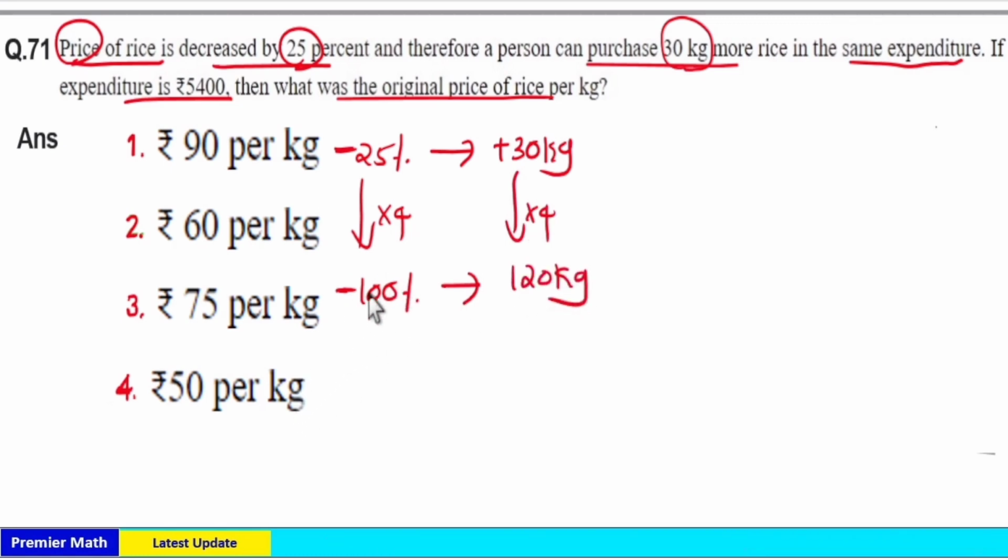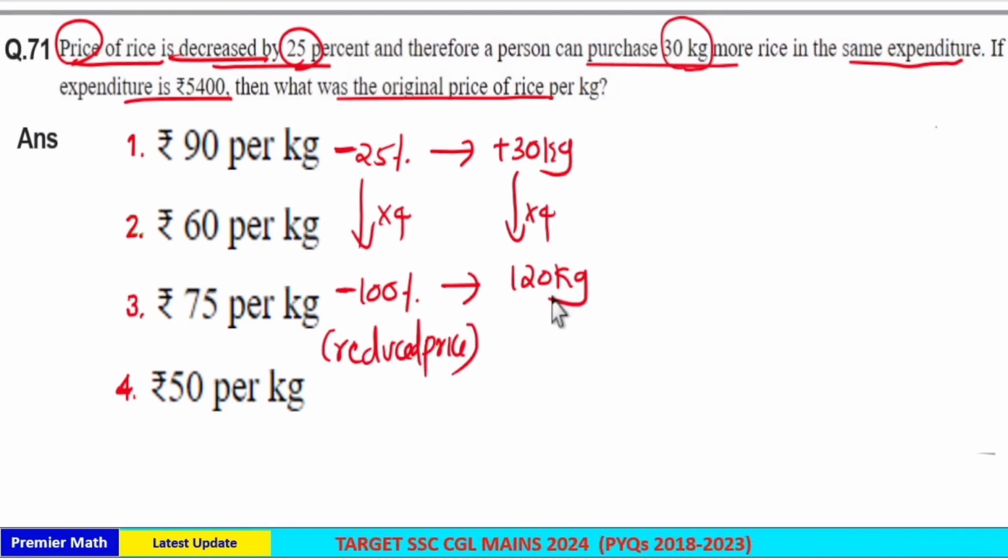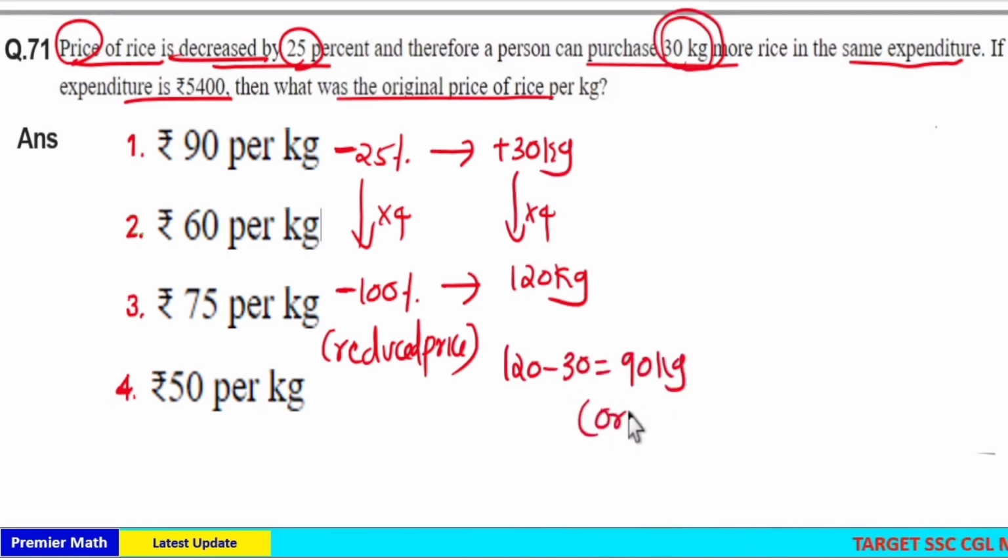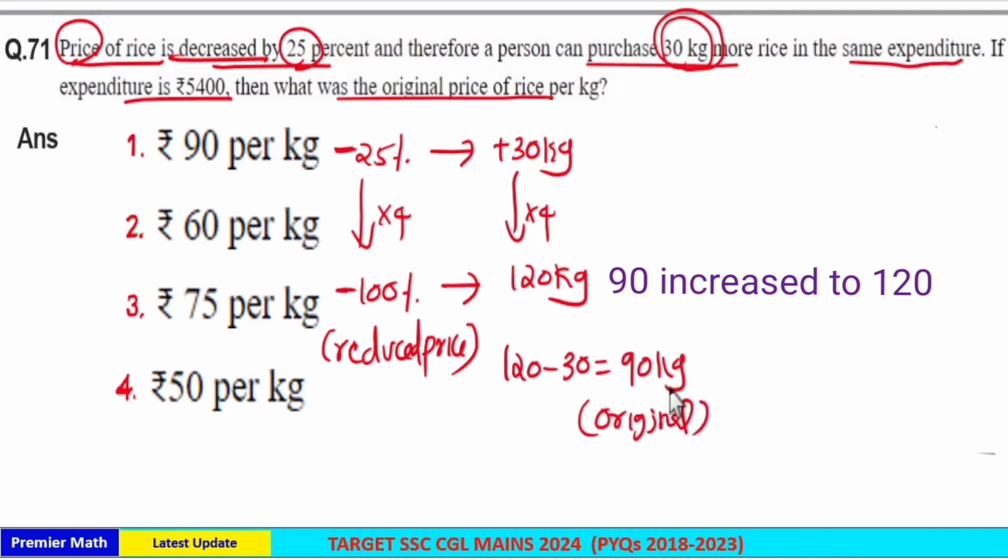Now this 100% we derived from this 25%. This 25% is the reduced price, which means this 100% is reduced price. Reduced price means new price. So at new price we will get 120 kilogram. At new price we will get 120 kilogram means this 120 kilogram includes this 30 kilogram amount. That is at new price we will get 30 kilogram more. So 120 minus 30 is 90 kilogram is the original amount. Initially it was 90 kilogram. Total 120 kilogram at new price.